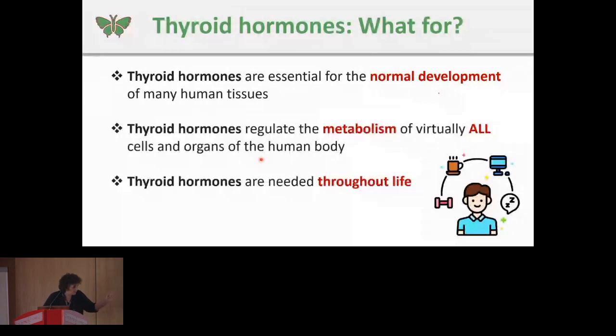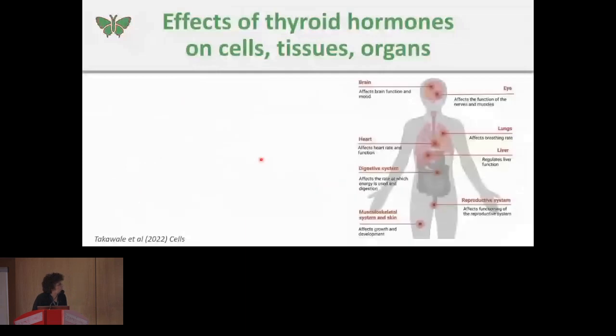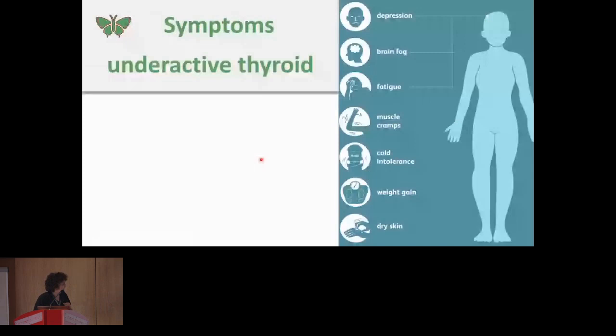So if everything is good, nothing will happen in the long run. But this is not always the case. And indeed, as I mentioned, the effects are on many cells, tissues and organs like mitochondria, fibroblasts, and so on, and basically all organs that need metabolism, which is all organs in our body. So it's very general in a sense. So what happens when it doesn't work well?